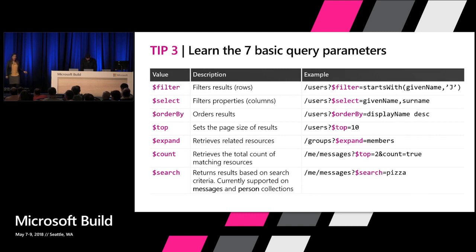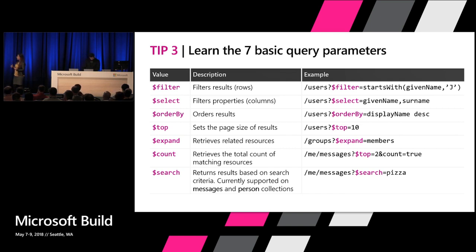Next tip, learn the 7 basic parameters, and 7 is kind of a theme here. Microsoft Graph is an API based on OData, and as such, you can use OData query parameters to operate on the data that you're going to get. For example, you can use filter to get a set of filtered results. I only want users whose name starts with J, so I can use the $filter operation, and then the startsWith clause to filter down the result set from that particular request.